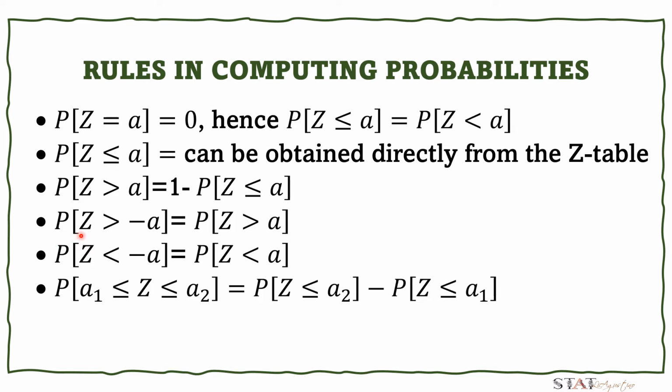The probability of z greater than negative a is equal to the probability of z less than a, because they are symmetric. Also, the probability of z less than negative a is equal to the probability of z greater than a, since they are symmetric. Moreover, the last rule is if you're looking for the value between two values: the probability of z between a1 and a2 is equal to the probability of z less than or equal to a2 minus the probability of z less than or equal to a1.